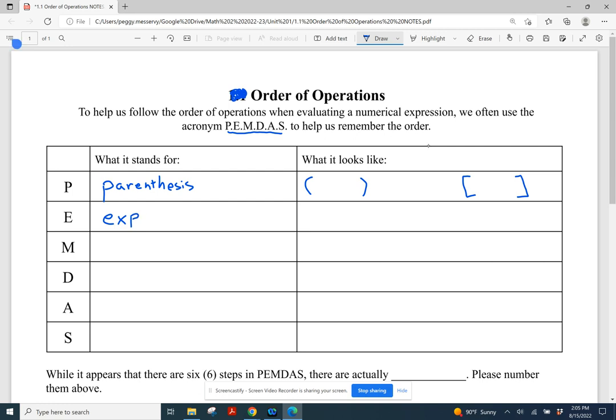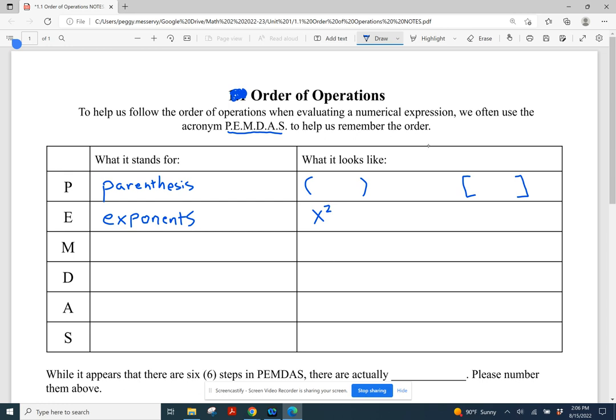We do parentheses first. Operations that are inside of parentheses, we do those first. And then we do exponents. Okay, let's remind you what exponents look like. If we have x and then the 2 up there, that 2 is called the exponent. It's the power. And remember, that means x times x.